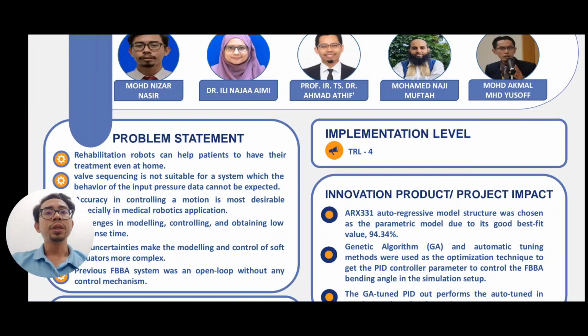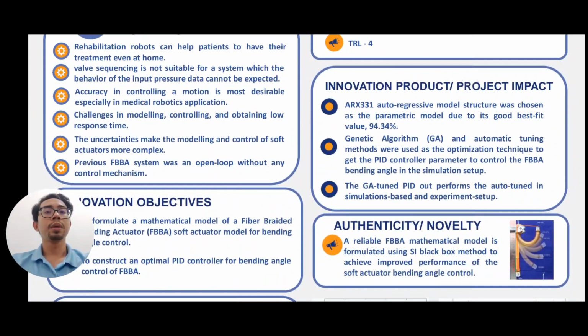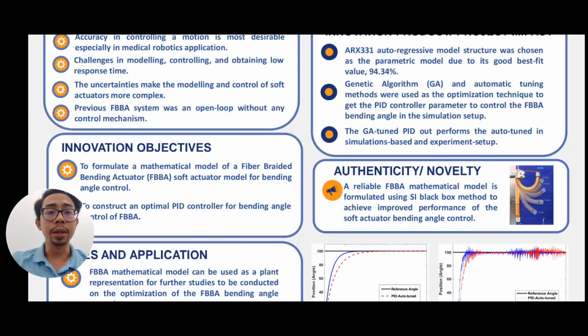The previous fiber braided bending actuator system was an open loop without any control mechanism. In the previous project, there was no accurate and precise control of the FBBA being developed. What is FBBA? FBBA is the acronym for fiber braided bending actuator.